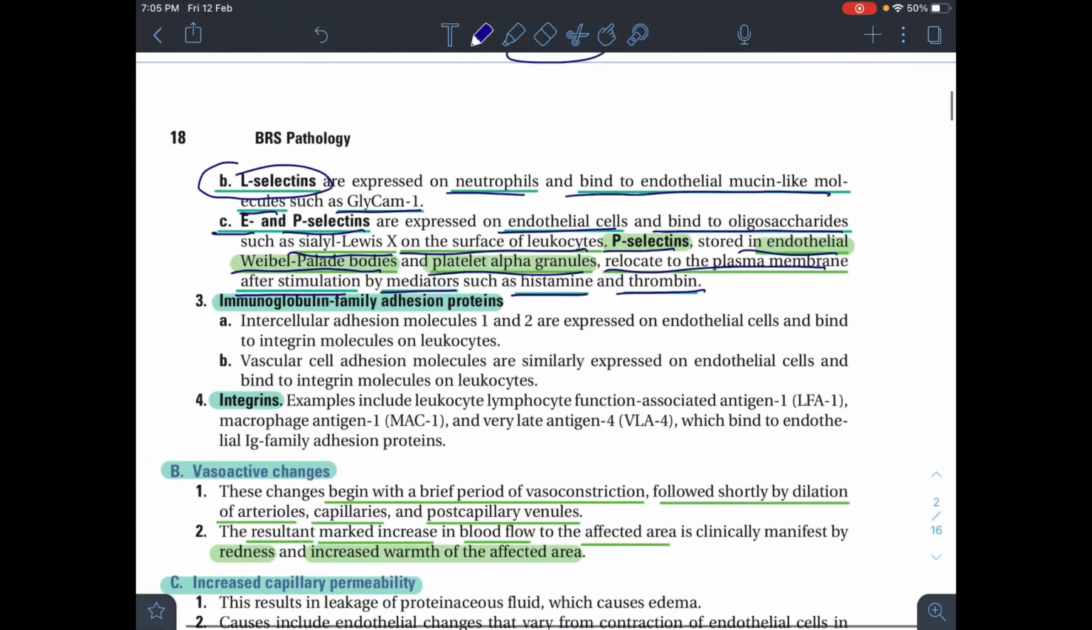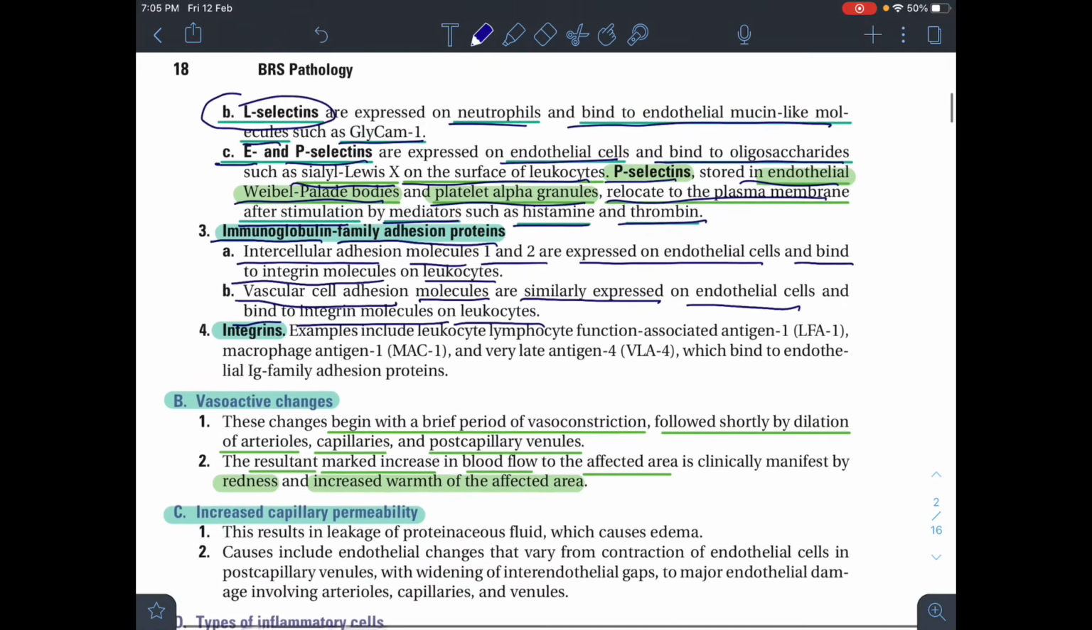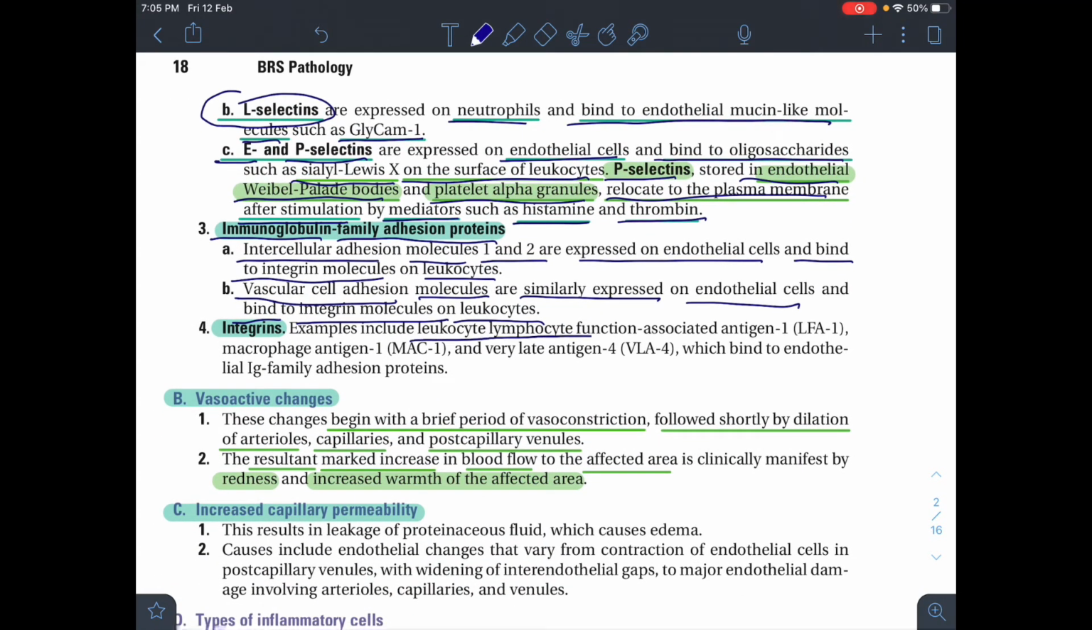Then there are immunoglobulin family adhesion proteins. Intercellular adhesion molecules 1 and 2 are expressed on endothelial cells and bind to integrin molecules on leukocytes. Vascular cell adhesion molecules are similarly expressed on endothelial cells and bind to integrin molecules on leukocytes. Coming to the integrins, examples include leukocyte function associated antigen LFA-1, macrophage antigen 1 and very late antigen VLA-4, which bind to endothelial IgG family adhesion proteins.